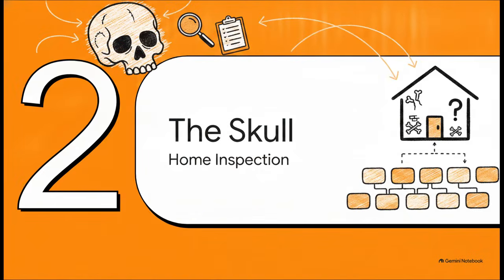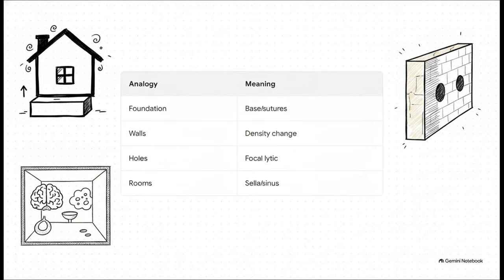And moving right along to Section 2, the skull, and our home inspection analogy. To really get away from rote memorization, we have to anchor all this abstract medical data to something concrete. So we're going to use physical, architectural analogies. Because once you see the architecture, the diseases simply become structural failures that make logical sense.